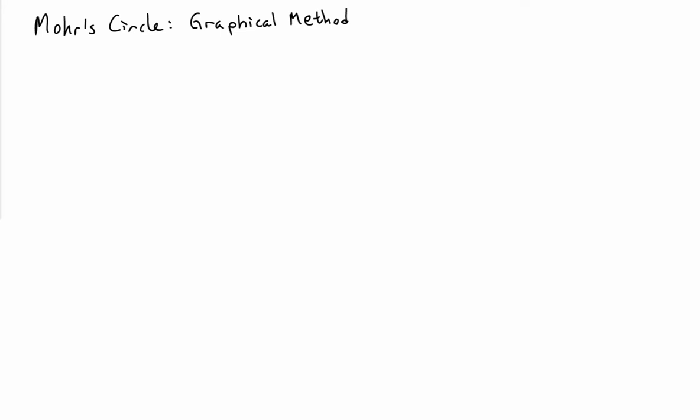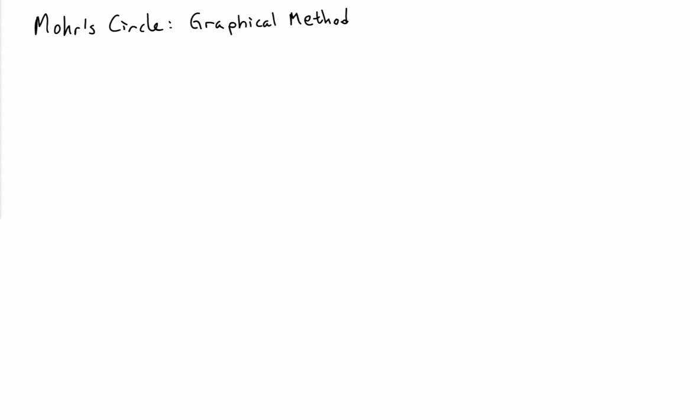It's named after Otto Mohr. And it's a graphical technique that allows you to see visually what all the possible combinations of normal and shear stresses that you can have on any coordinate plane in 2 dimensions. So this is a strictly 2-dimensional concept, though there is a slight 3-dimensional extension that we will talk about, but primarily it's really a 2-dimensional concept.